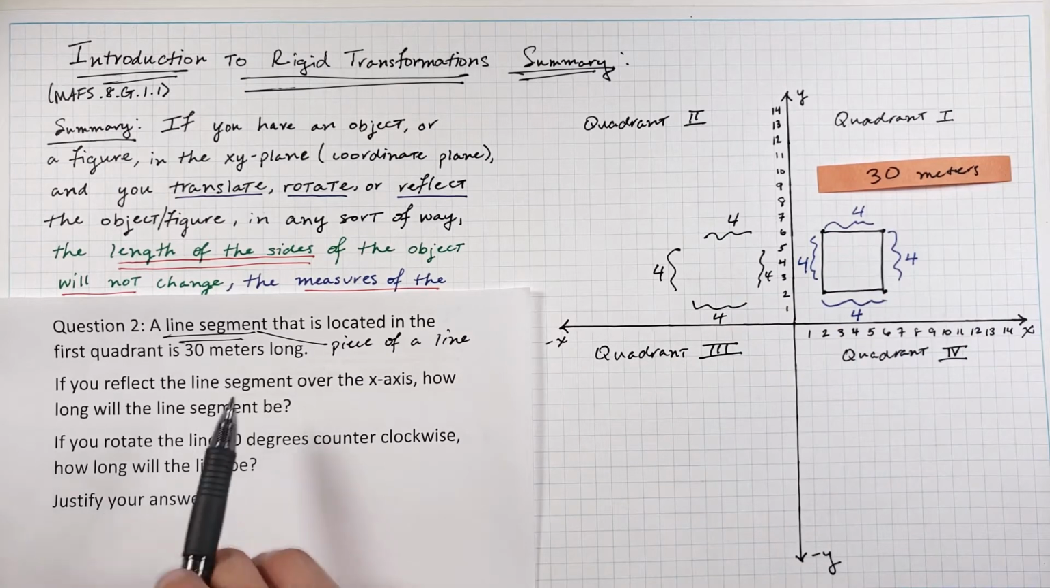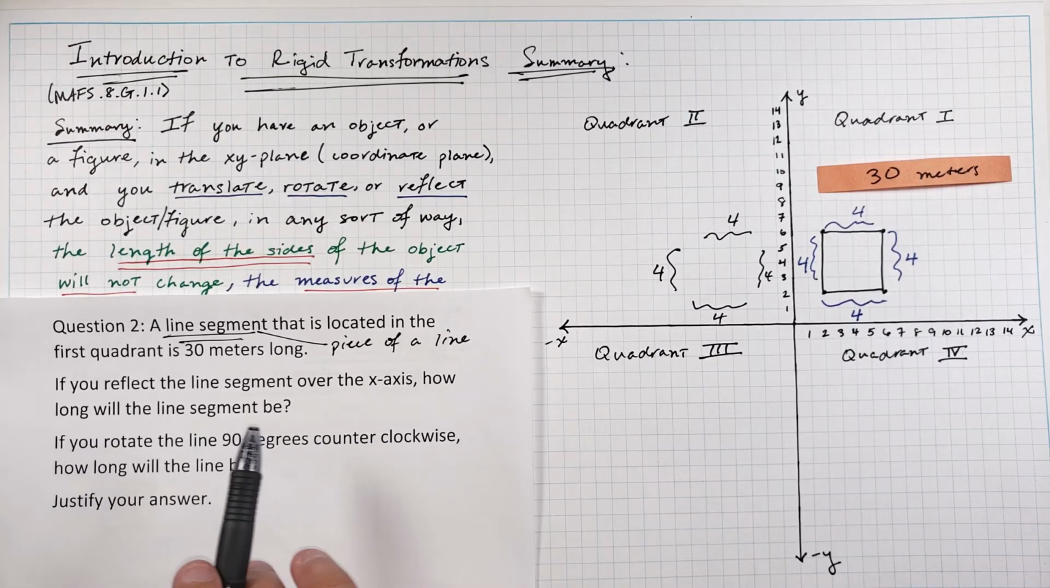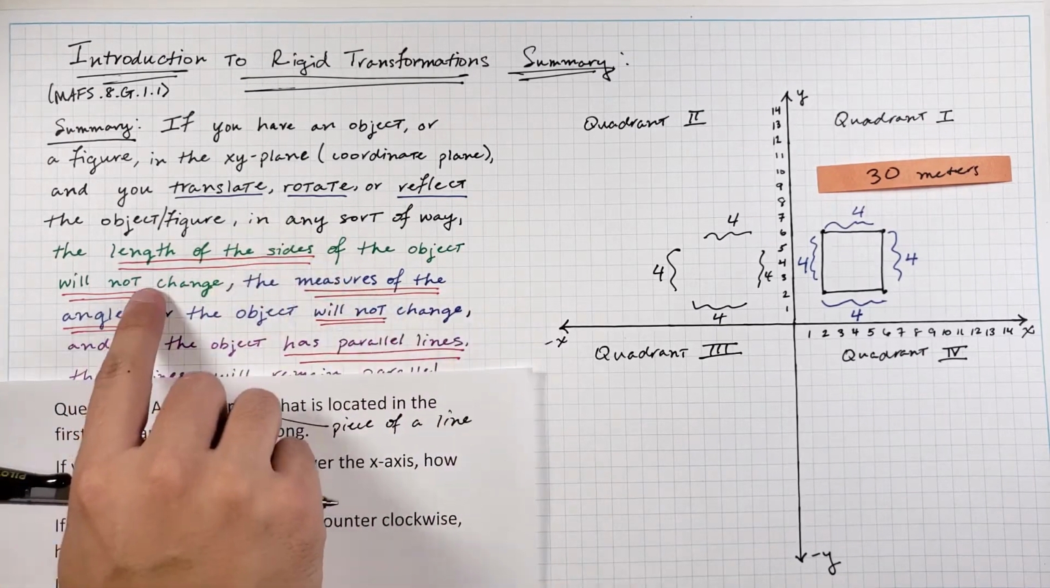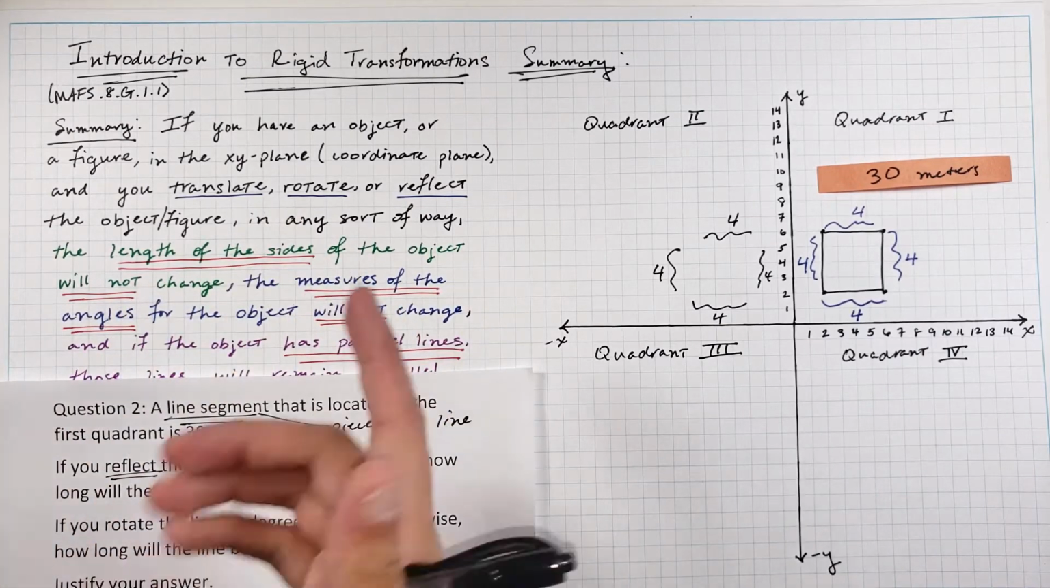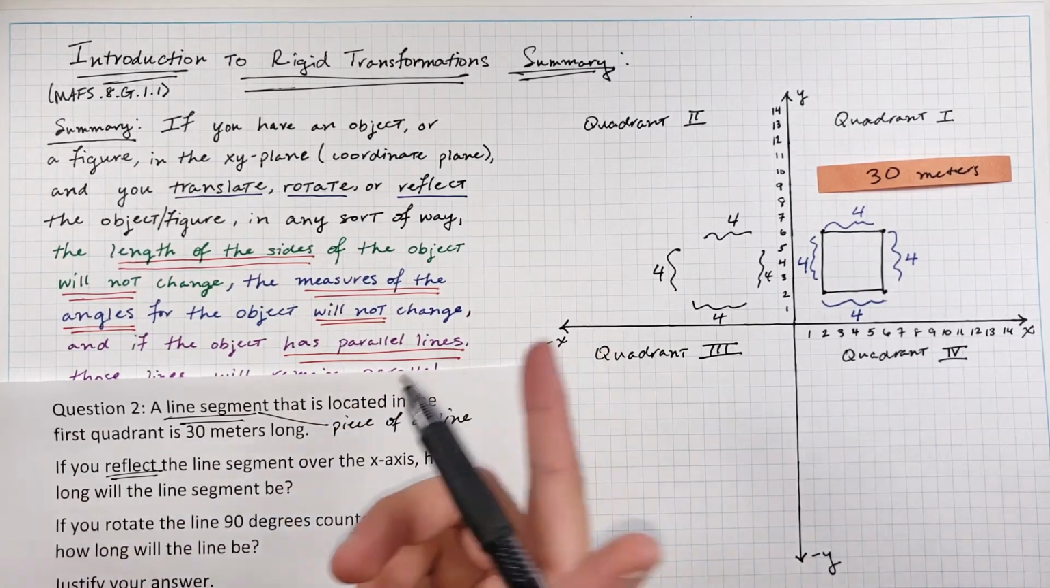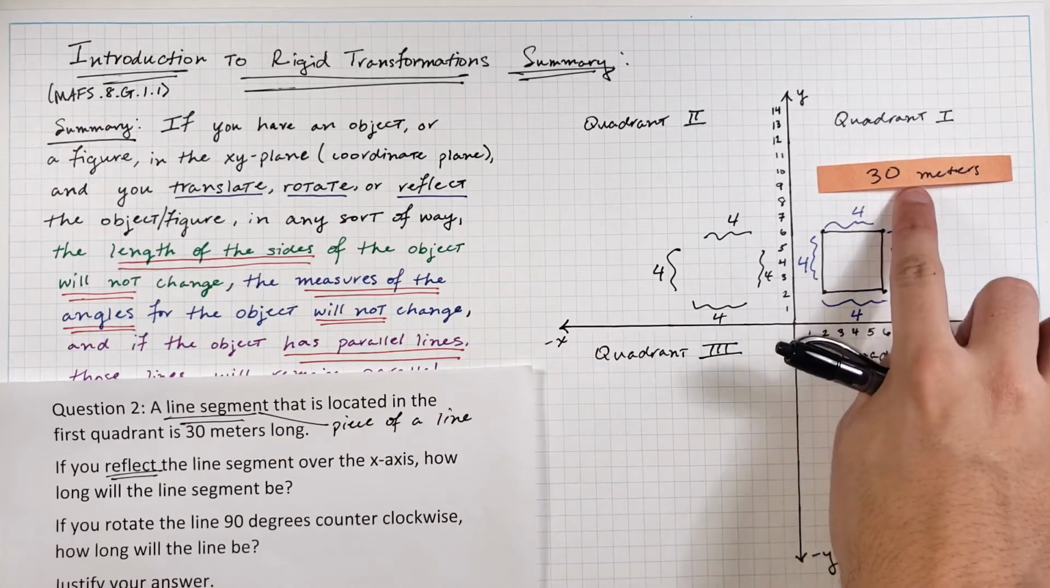And what are they saying that we're doing? It says if you reflect the line segment over the x-axis, how long will the line segment be? Okay. Well, what do we know about reflections? Reflections do not change the length of the sides of anything. So in this case, the reflection is not going to change the length of the line. Okay, let's pretend this is a line here.